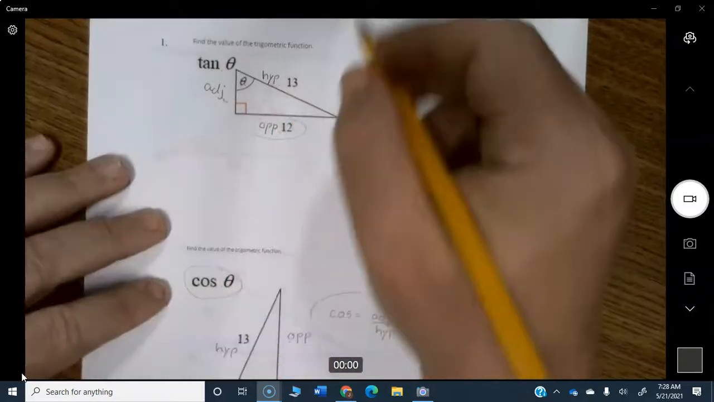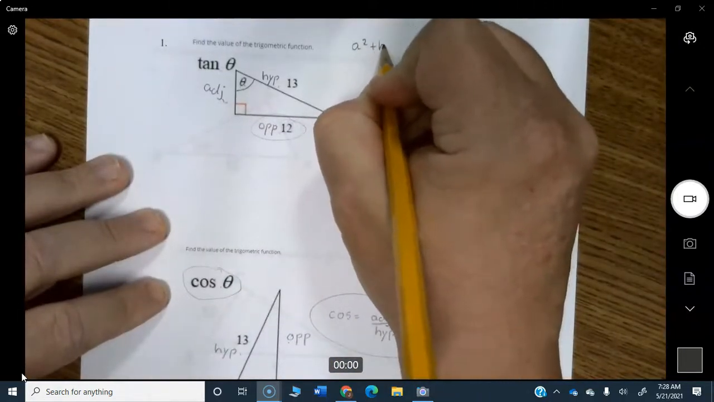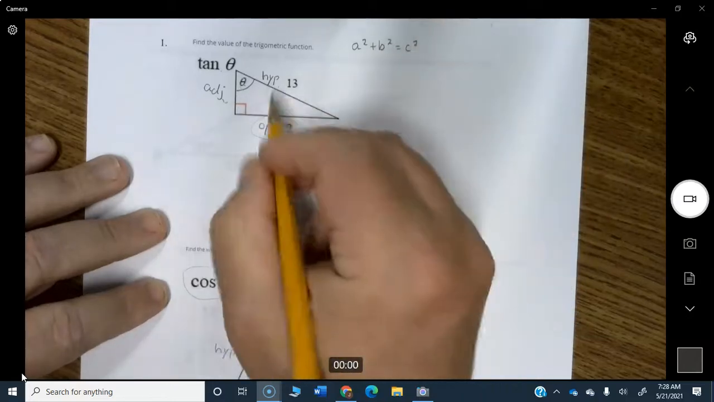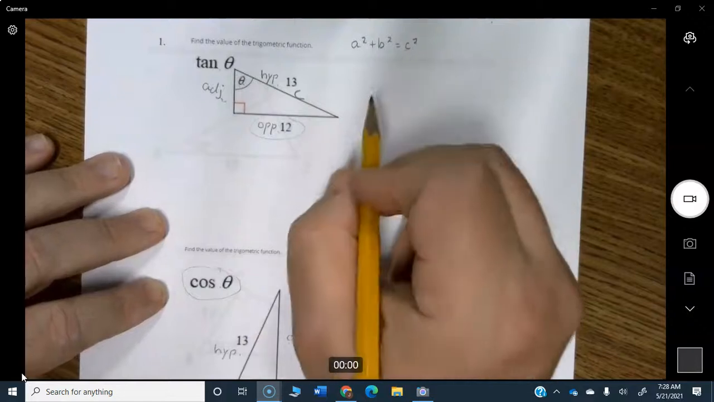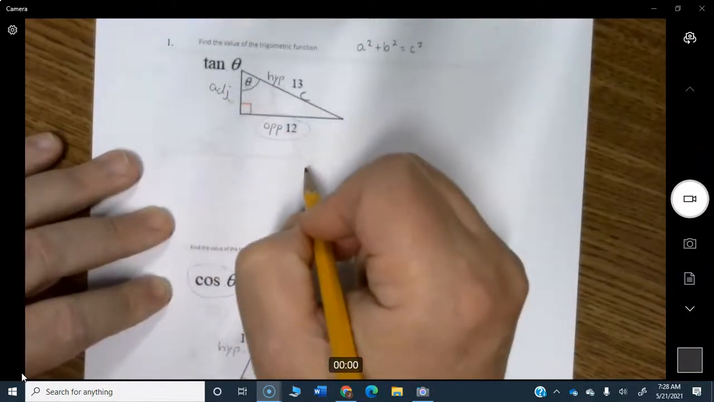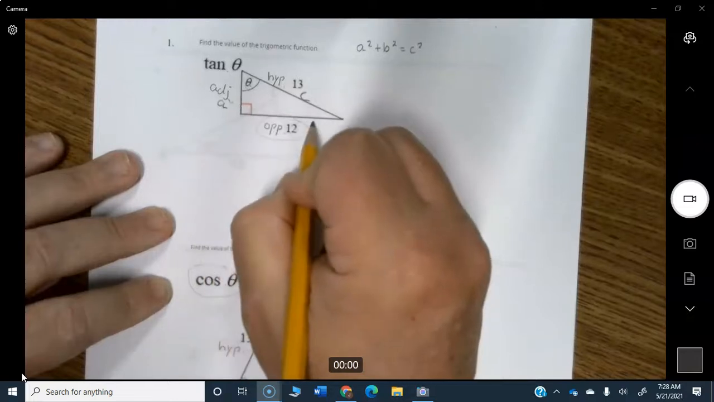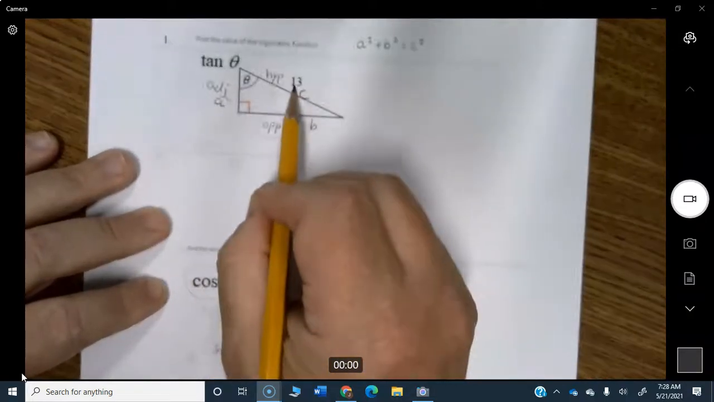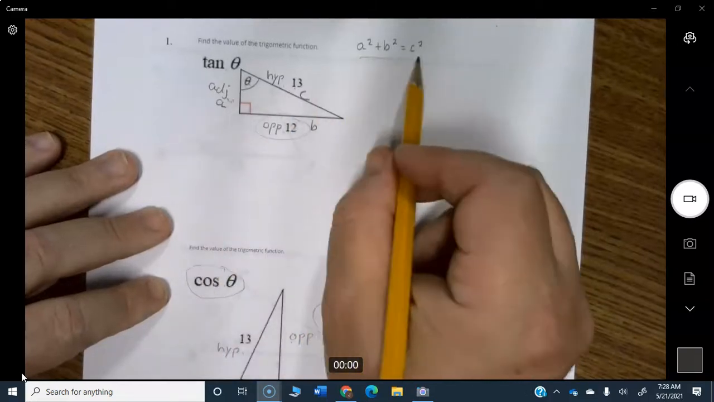So the Pythagorean theorem again says that a squared plus b squared equals c squared. So now we have to label our sides. The hypotenuse is always c in this equation, always. A and b, it doesn't matter which is which. We're going to say that the adjacent is a and the opposite is b. So we know the opposite and the hypotenuse. We need to find the adjacent. So we need to find a.